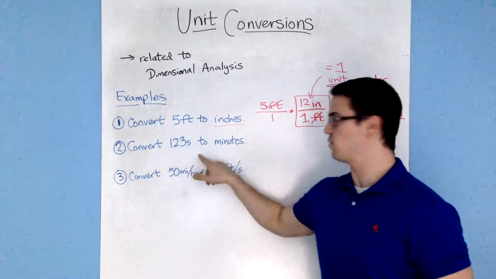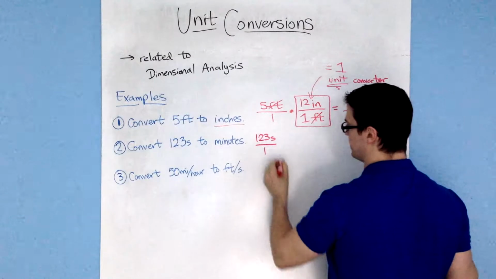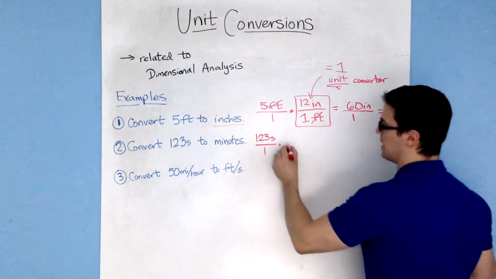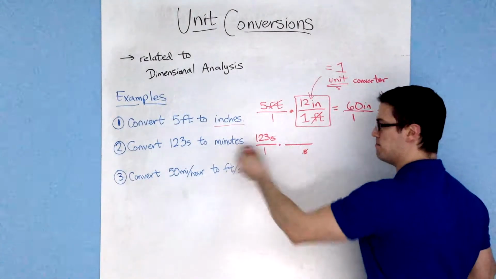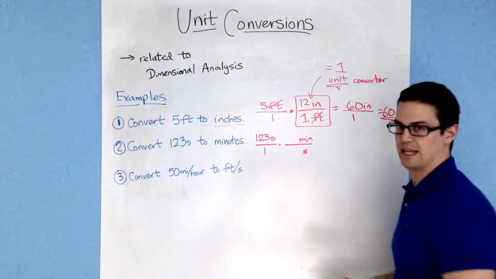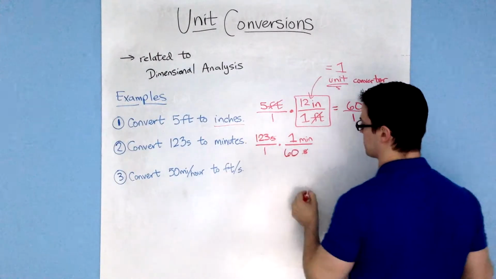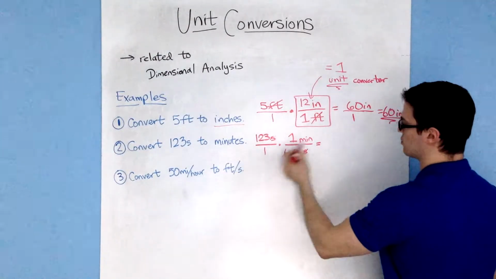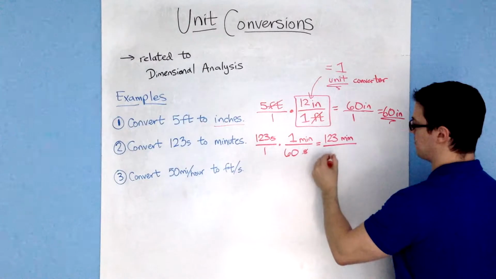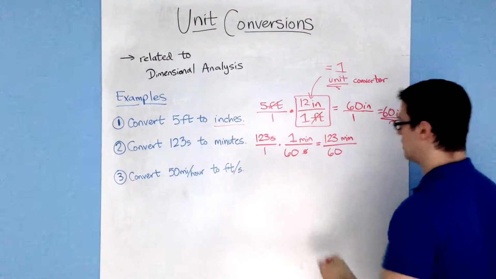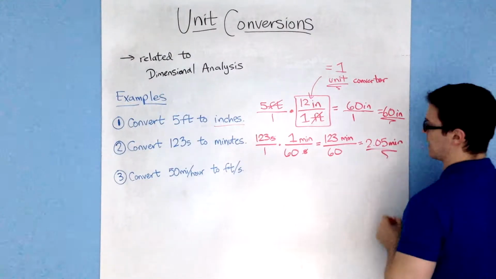The next one, it says convert 123 seconds to minutes. So same rule applies. Write down what you start with over 1. Okay, then I'm going to multiply it by, well, I want to get rid of seconds, so seconds is going to go in the bottom, so this cancels out. And we need to convert that to minutes, so I'm going to put minutes up top. Now you need to think, okay, how are minutes and seconds related? Well, hopefully you know that 1 minute has 60 seconds. Okay, so you have 123 times 1 minute, divided by 60 times 1. If you notice, there's no seconds left. Okay, you plug this in your calculator, you should get 2.03 minutes for your answer.